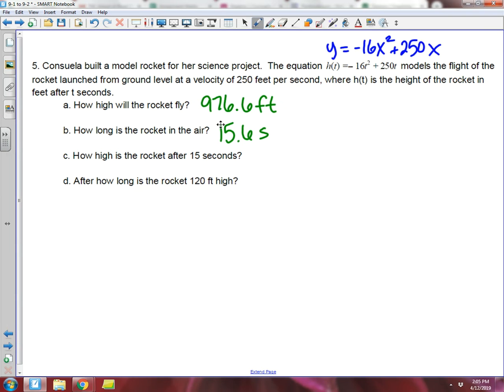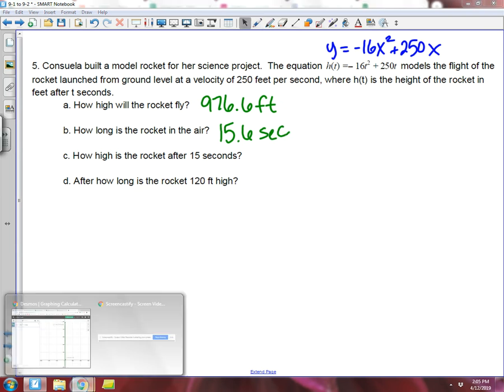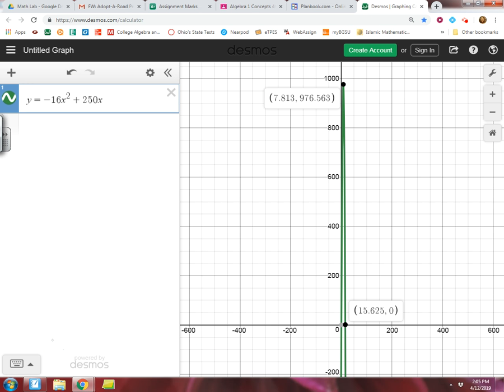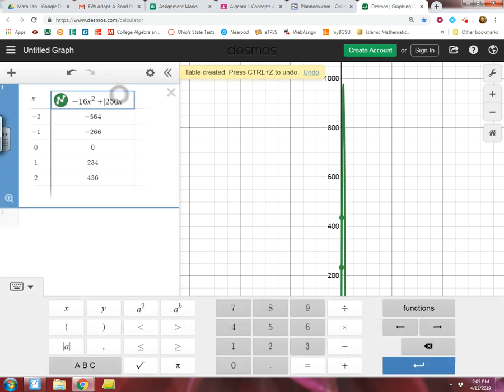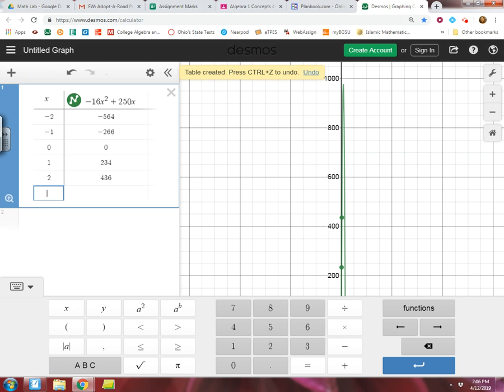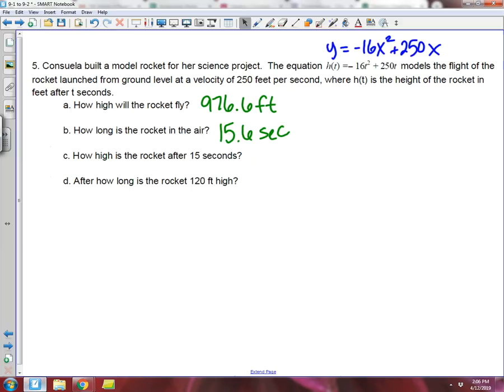Yeah, I know. How high is the rocket after 15 seconds? So you're going to your table, and we're typing in a 15 because there isn't a 15 here. So I'm going to click on that, and I'm going to type in a 15, and that's where Dalton is getting the 150.